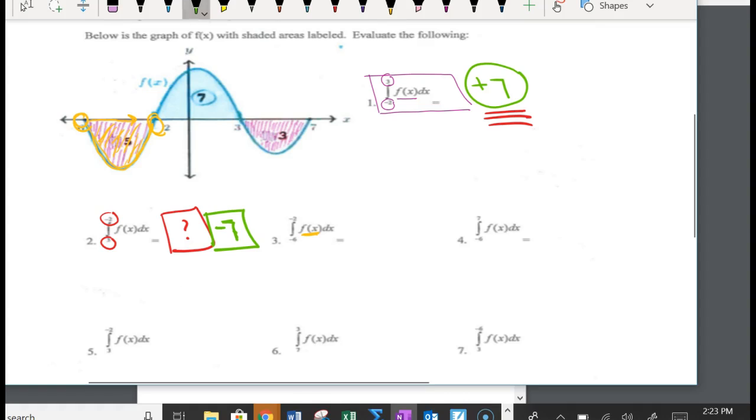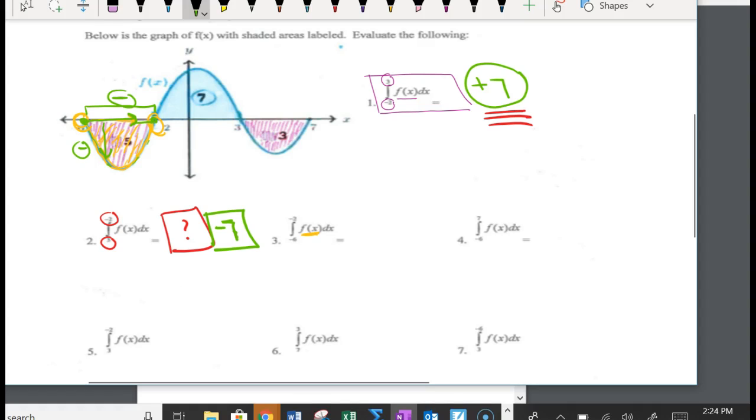Now let's think about this. If I'm heading from -6 to -2, this dimension is a -1, right? But look at the function here. See how the function's below the x-axis? So this dimension is a -1 as well.